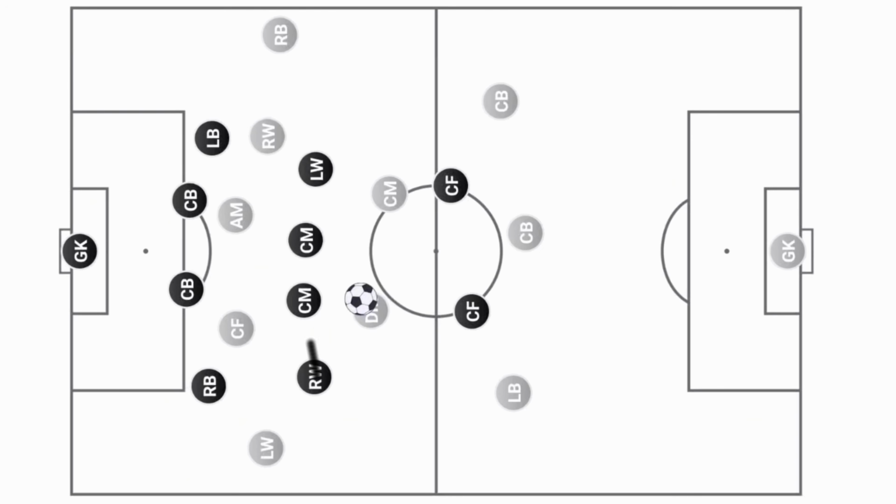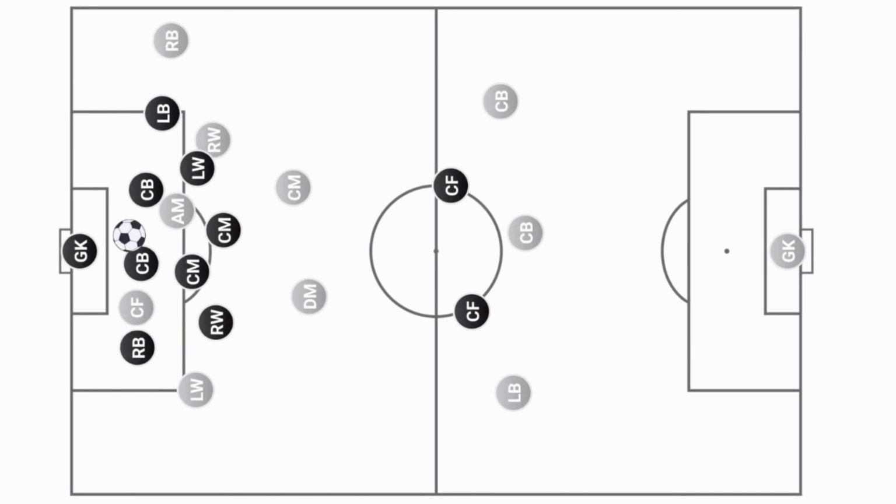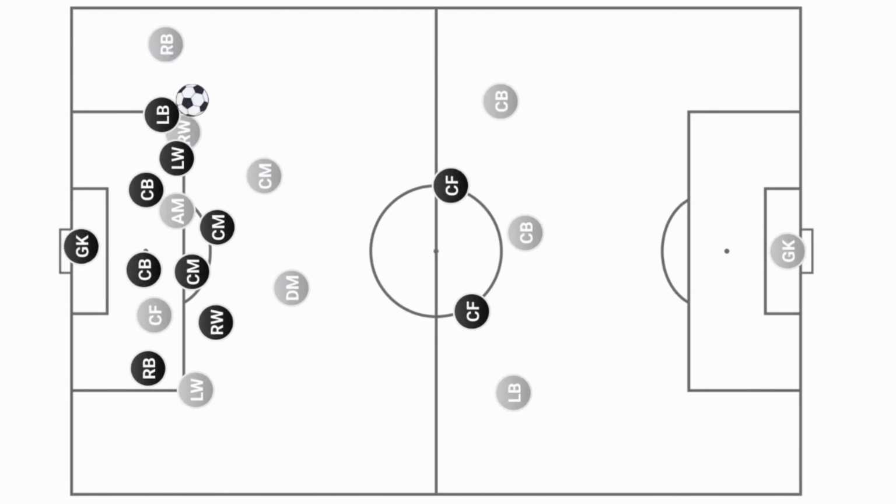Alternatively, if opponents narrow their shape to mark these players, then it will give more space to the fullback to receive the ball easily and put a cutting edge delivery into the box. Or they can pass the ball to a late runner into the box for a sublime finish.